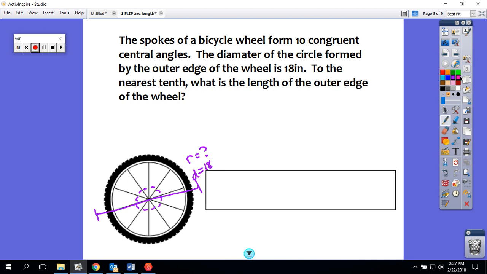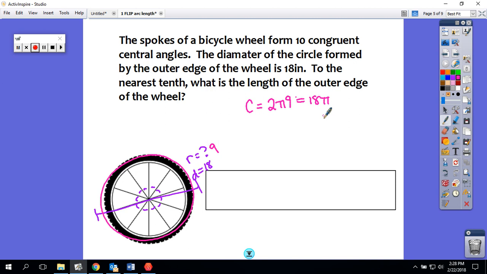Alright, so if I want to find the whole length of the wheel, that's just the circumference of the circle. So we don't really have to have the radius for that, but hopefully you figured out the radius should be 9. Again, the radius is half the diameter. So the whole length around the circle is just the circumference: 2 times pi times 9, or 18 pi.